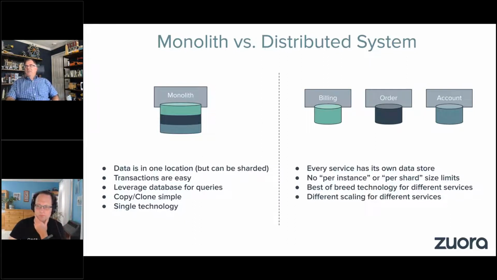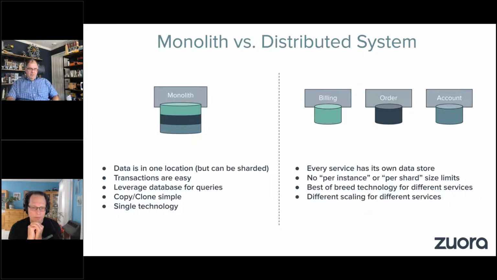On the other hand, a distributed system has advantages for a fast-growing company like Zuora. You can isolate the data stores for every service, and you get rid of all those limits where a database instance has a maximum size, or a shard has a maximum size, because you now have the data separated and you can scale it very differently.